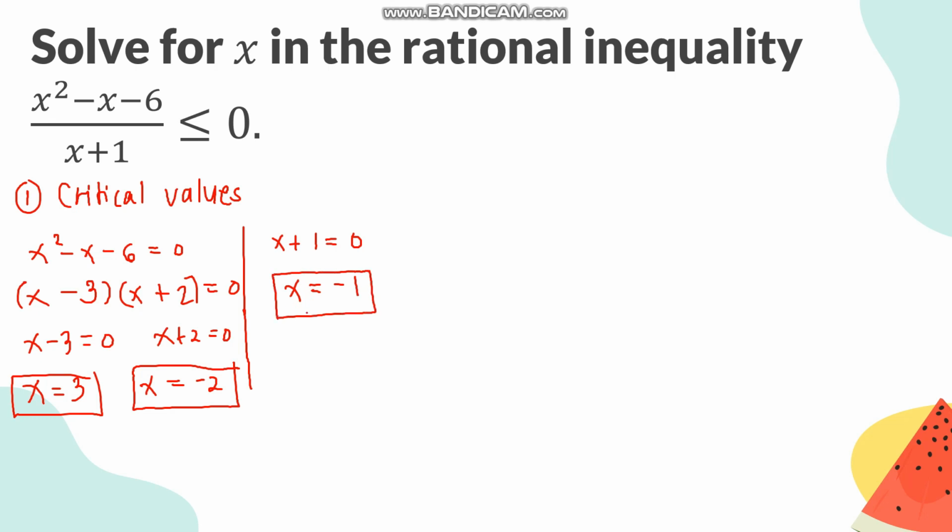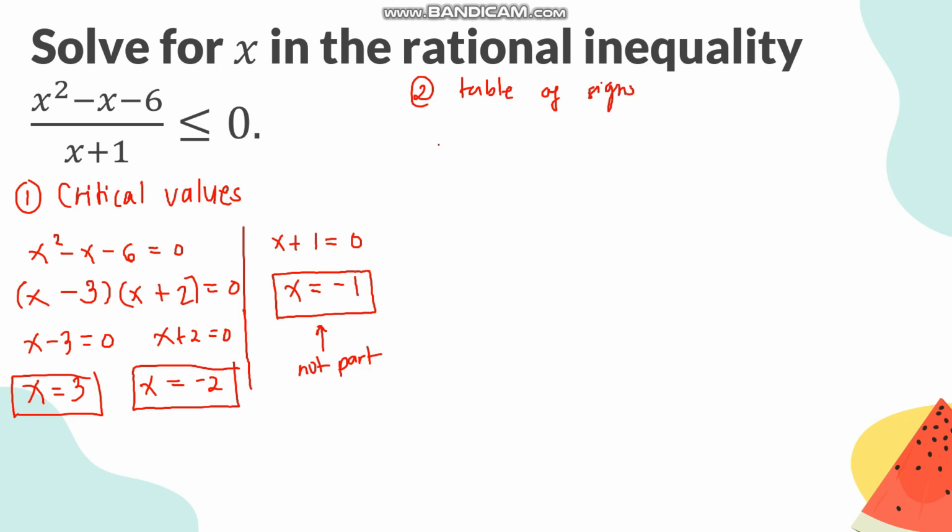Now take note, this value here is already not part of the solution. Why? Because if you substitute -1 to this, the expression will become undefined because the denominator will be equal to 0. So we will just use this as one of the critical values for dividing our number line. But later on, we have to remember that -1 is not part of the solution because this will give us an undefined expression.